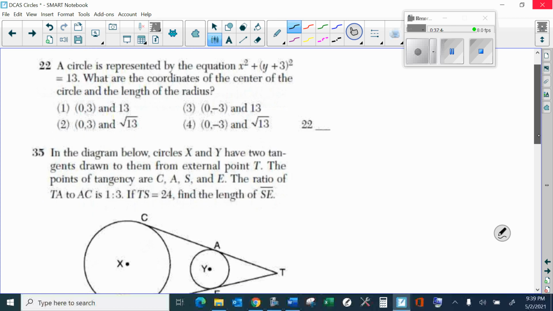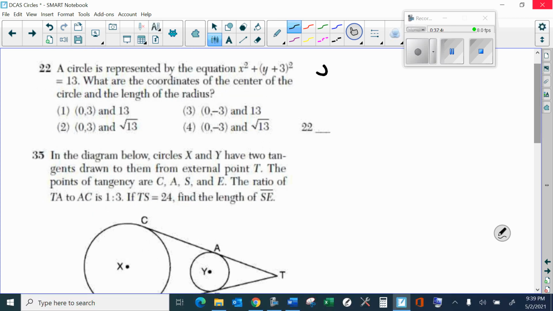Okay. Here we have center would be 0, negative 3, opposite, square root r equals the square root of 13. What are the coordinates of the center of the circle and the length of the radius? 0, negative 3, and square root of 13. Okay, see that.